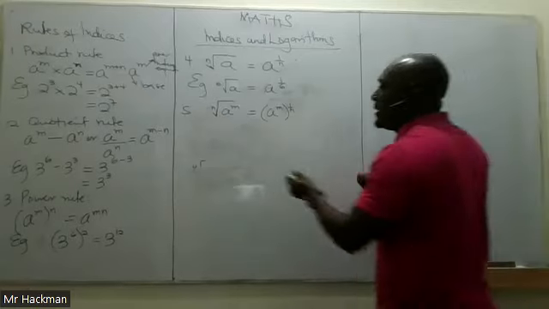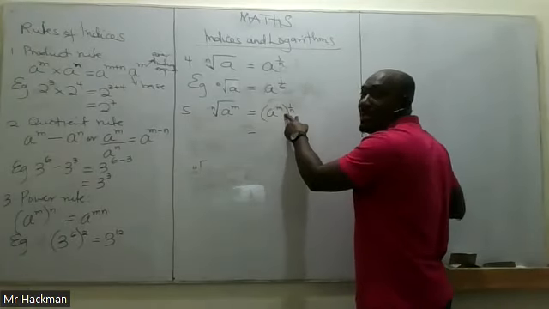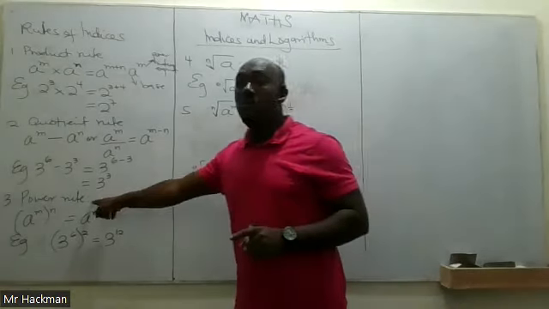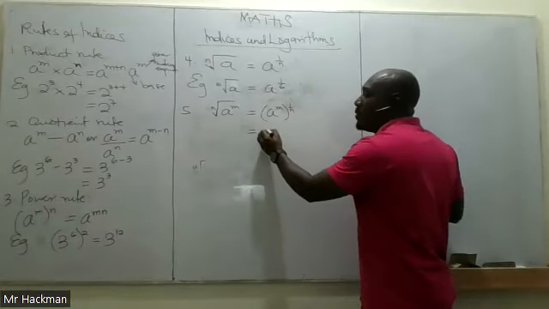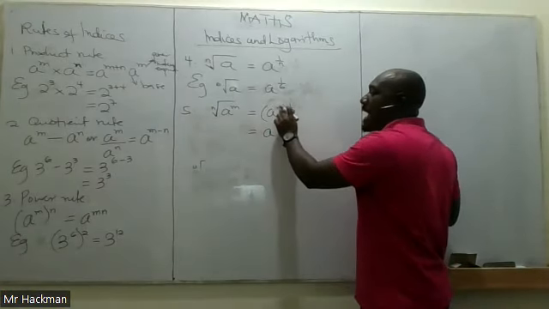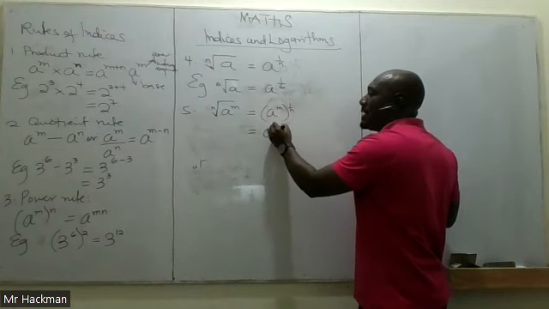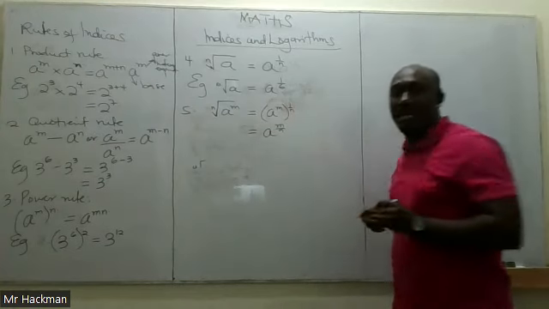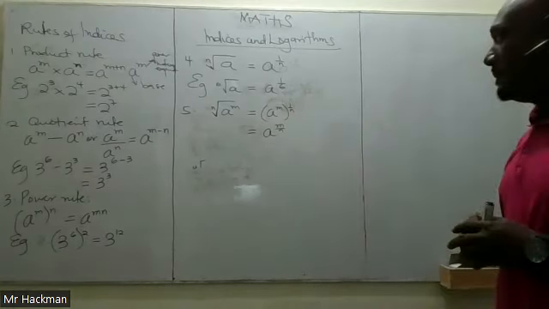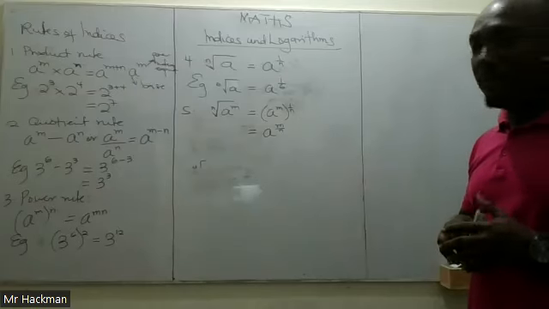So at this point, this has become the power rule. So I can say that this will now be equal to a to the power m times 1 over n, which will give us m over n. Is that clear? Yes, please. Okay, very good.